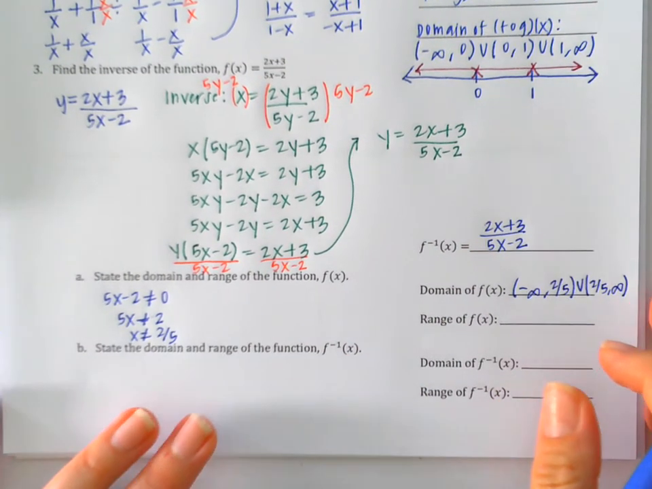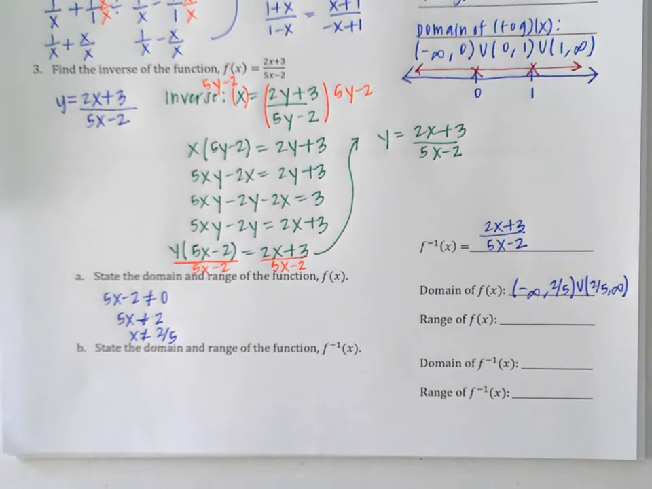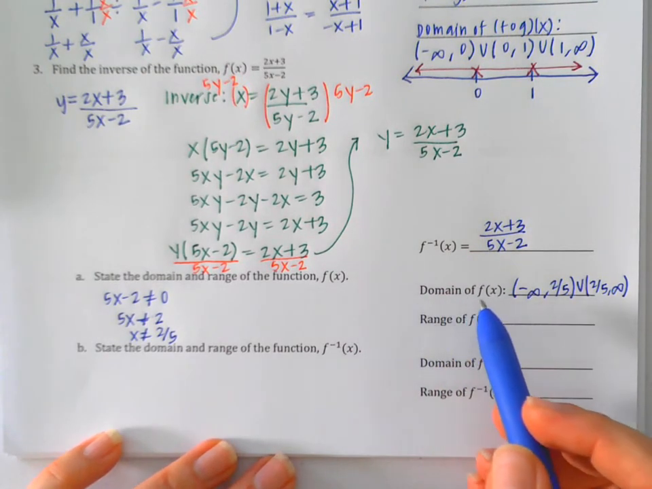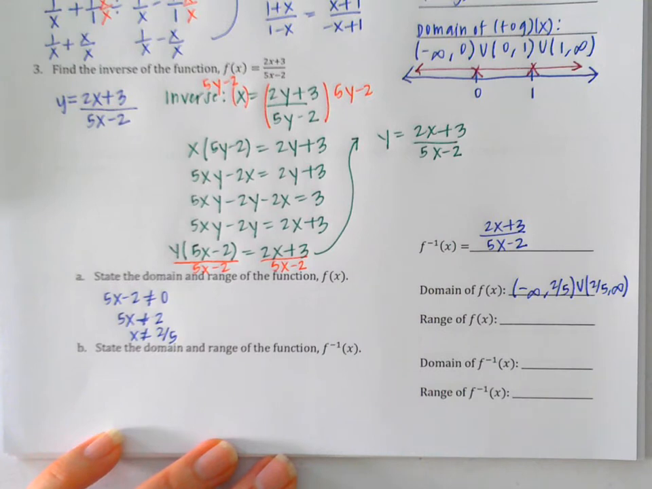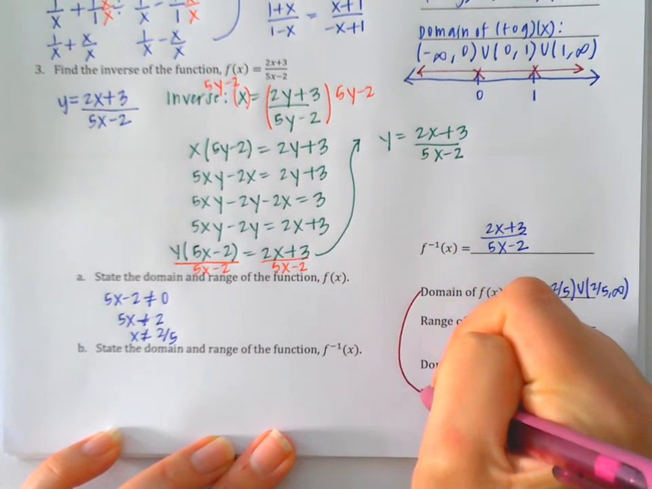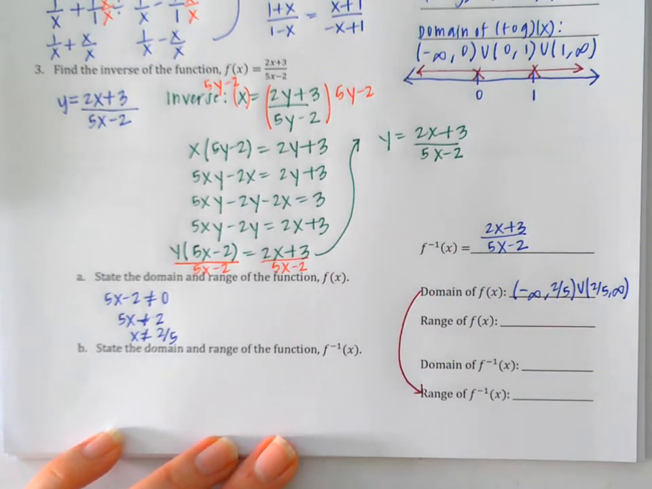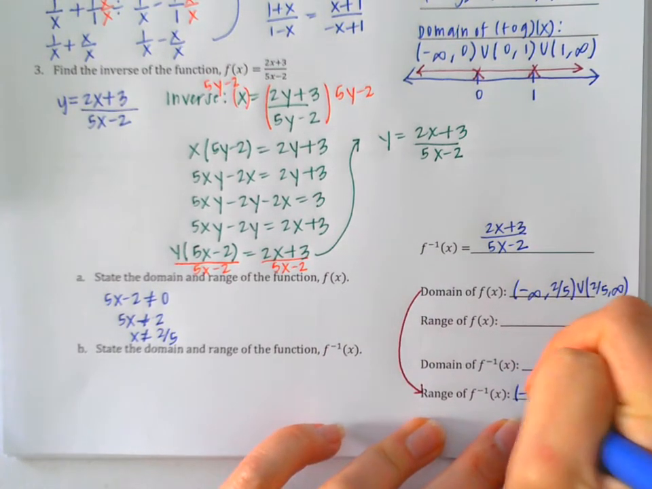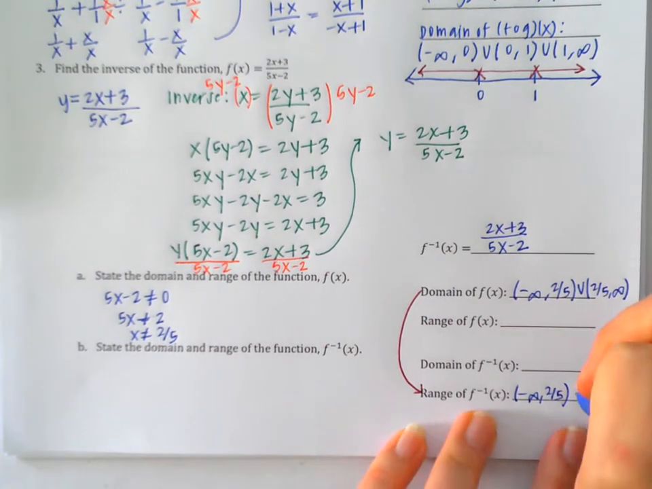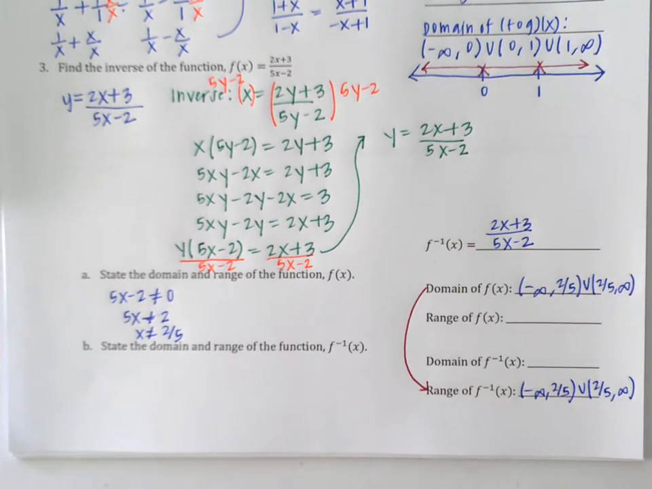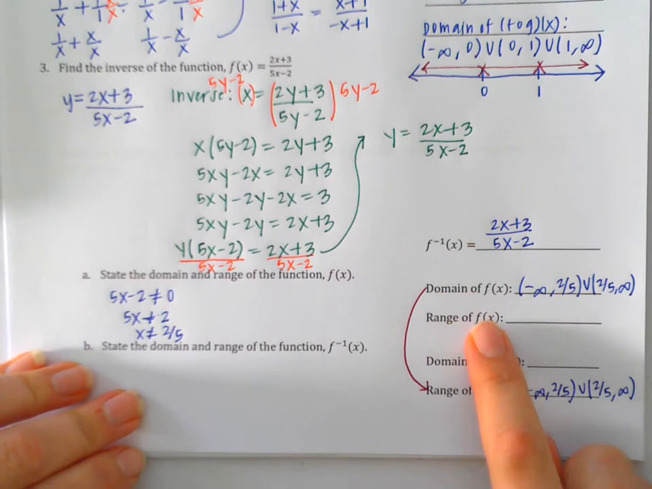Now, the range is something I can't find unless I'm looking at a graph or unless I'm looking at the inverse. Now remember, the domain of the original function is going to be the same as the range of the inverse. So these are going to be the same, and that's how we find the range of the inverse. So the range of the inverse is also negative infinity to 2/5 union 2/5 to infinity.